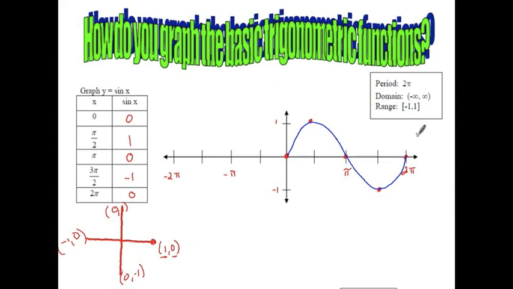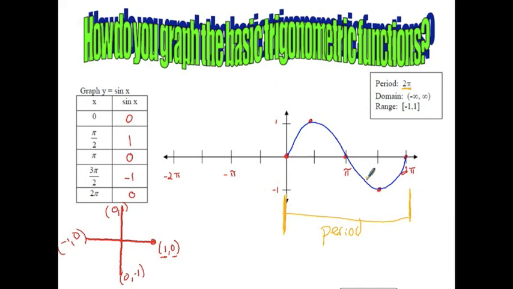Now it does not stop there. It keeps on going forever and ever in both directions. But a couple of things here that I want to point out is from 0 to 2 pi, it completes one cycle, doesn't it? Because then it's going to do the same thing, go up and down and up and down. So from here to here, that is called your period. How long does it take to do the full cycle? It's right there, and that's 2 pi. That's for the parent function of sine, 2 pi.